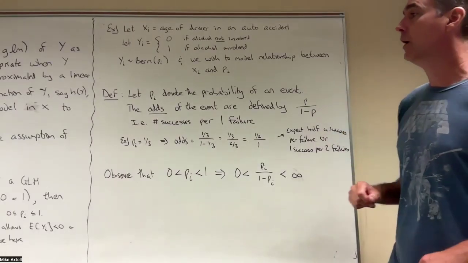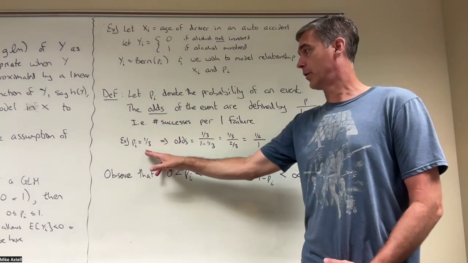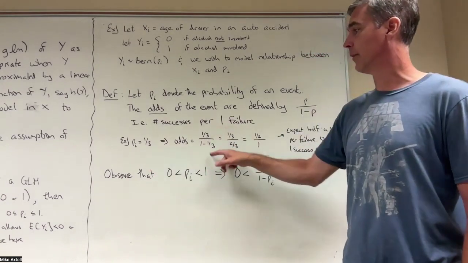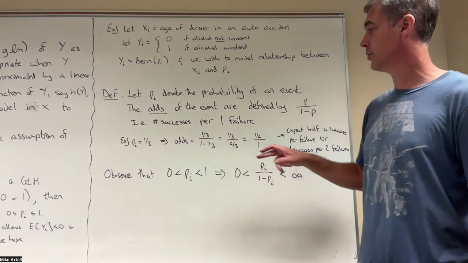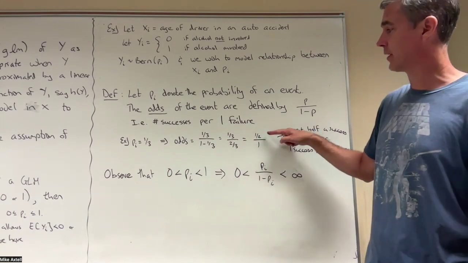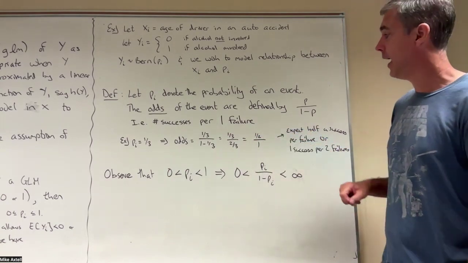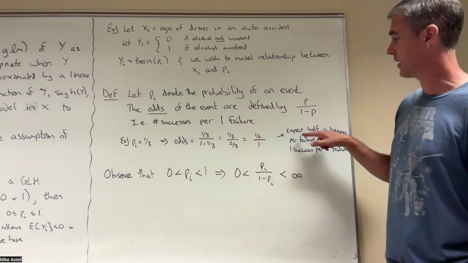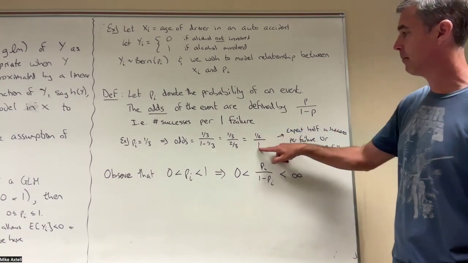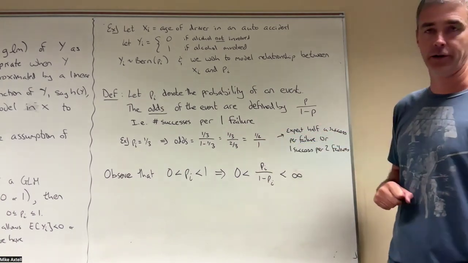Right? So for example, let's say the probability of success is 1/3, then the odds would be 1/3 over 1 minus 1/3. So that's 1/3 over 2/3. So that's a half, or I like to think of it as a half over 1. And that tells me the number of successes: I expect half a success per one failure, okay?